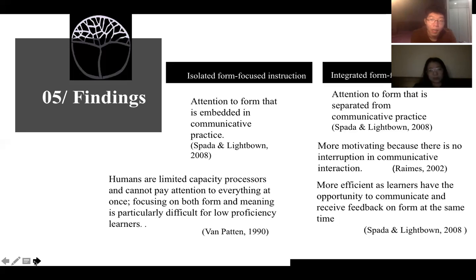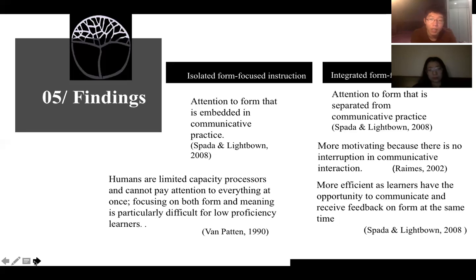According to Spada and Lightbown, integrated FFI refers to attention to form that is embedded in communicative practice. Isolated FFI refers to attention to form that is separated from communicative practice. It is important to emphasize that both types of FFI include attention to form and meaning.